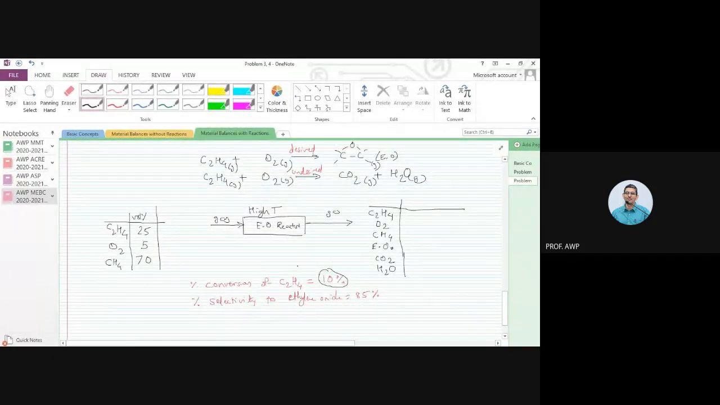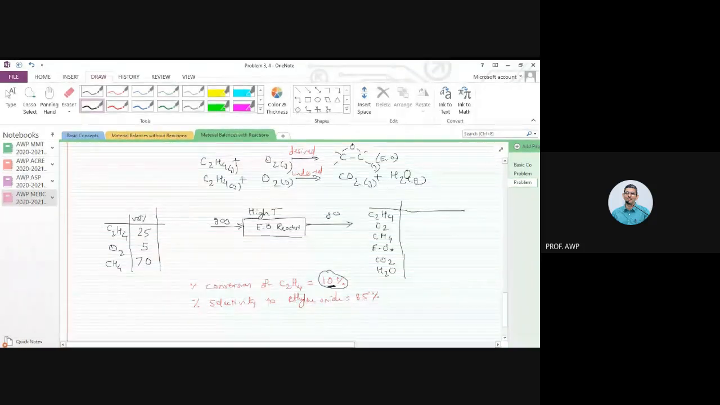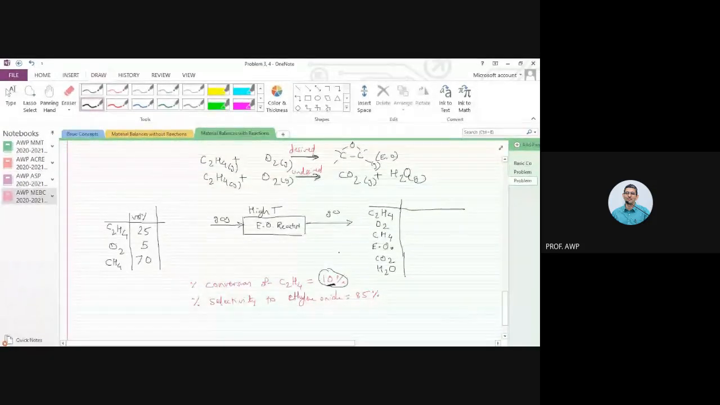So conversion of ethylene is 10%. That means if I feed 100 kilomoles of ethylene, 90 kilomoles of ethylene will remain unreacted and 10 kilomoles of ethylene will react. Selectivity to ethylene oxide is 85%. That means if 10 kilomoles of ethylene are reacting, 8.5 kilomoles will react in the desired reaction and 1.5 kilomoles will react in the undesired reaction.